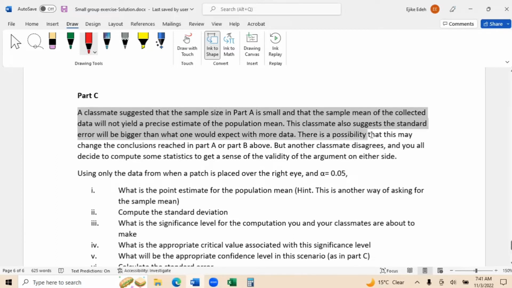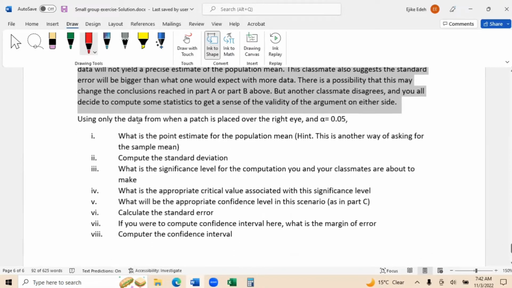So it says there is a probability that this may change the conclusion reached at part A or part B, and that is very true, okay? But another classmate disagrees with all this, okay? And two of you decide to compute some statistics. Statistics are just the mean, median, mode, standard deviation, all these things we are computing are general statistics, okay? So all of you decide to compute some statistics to get a sense of the validity of the argument on either side of those two classmates.